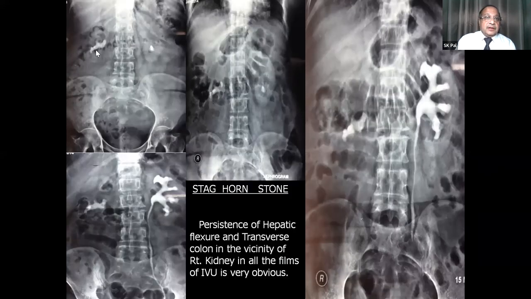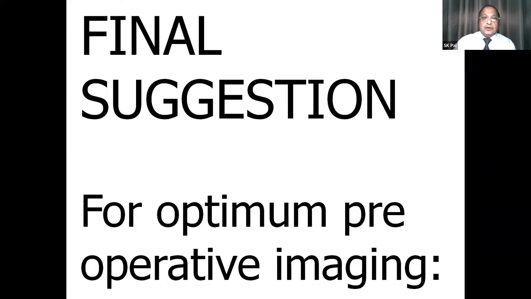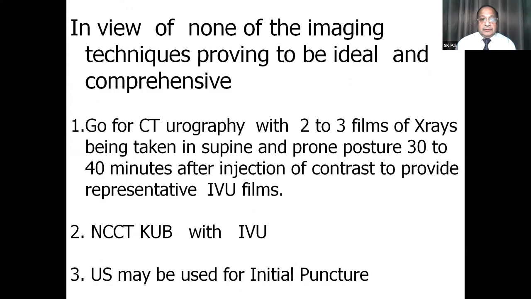Another case, when the colon remains fixed always in all the films over a period of 1.5 to 2 hours in relation to the lower pole of the kidney. So you have to be really careful in these cases. So taking all these points into consideration, the final suggestion for optimum preoperative imaging will be, we should take advantage of all the technologies available.